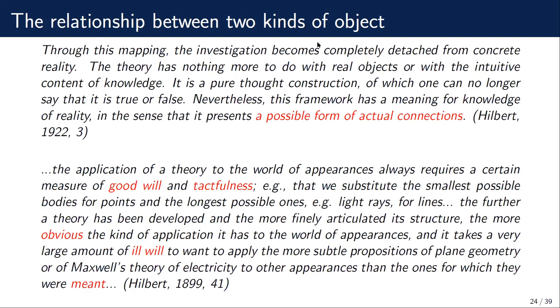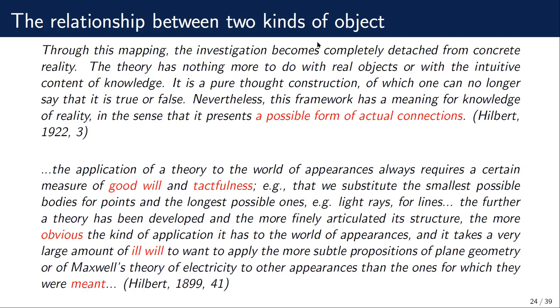So he says, the application of a theory to the world of appearances, as he calls it, always requires a certain measure of goodwill and tactfulness, e.g. that we substitute the smallest possible bodies for points and the longest possible ones, e.g. light rays, for lines. The further a theory has been developed and the more finely articulated its structure, the more obvious the kind of application it has to the world of appearances. It takes a very large amount of ill will to want to apply the more subtle propositions of plane geometry or of Maxwell's theory of electricity to other appearances than ones for which they were meant.